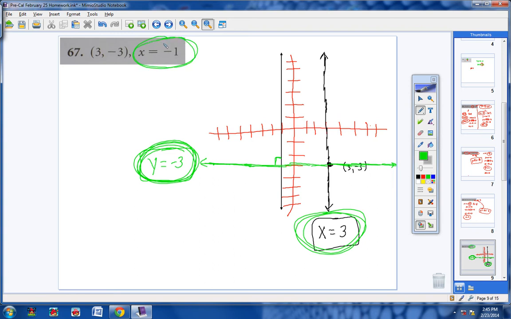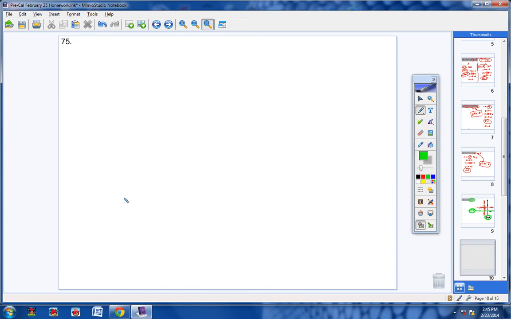Okay, not very easy, but a good thinking problem, one that'd be very good for you to have to work with. Okay, so there we go. Now let's jump on to 6 word problems and we'll be finished with this assignment. All right, 75 through 85.